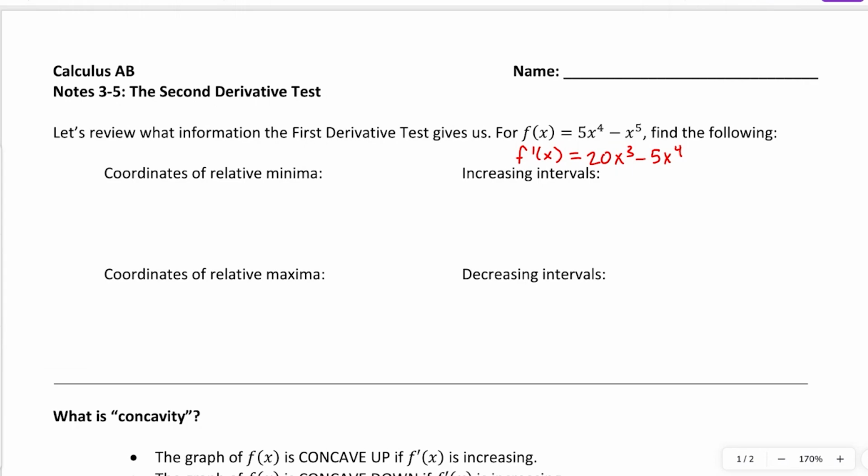And then we want to find the critical values of f. And we do that by finding the x values where the derivative is either 0 or undefined. So if we set this equal to 0, so 0 equals 20x cubed minus 5x to the fourth. We can factor out a 5x cubed there to solve this. 5x cubed times 4 minus x.